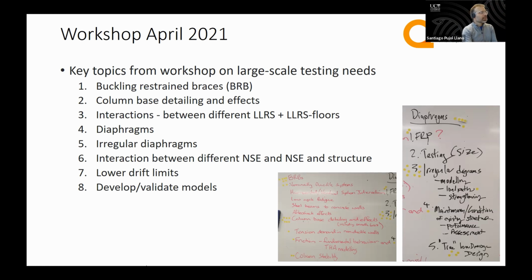So going down the line, column-based detailing was brought up. As Rick mentioned, the interaction between different lateral load resisting systems and those systems and floors. Diaphragms was brought up, I think, by some practitioners who were indicating that usually diaphragms are much more complex than we imply in our lectures and textbooks, and their design is not necessarily settled, especially when they're irregular, as mentioned in item 5 there.